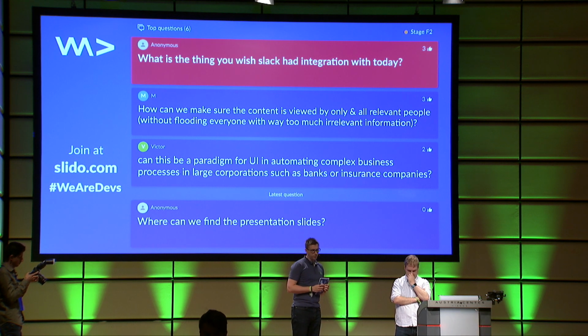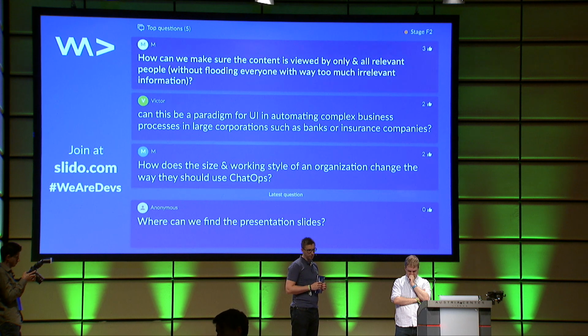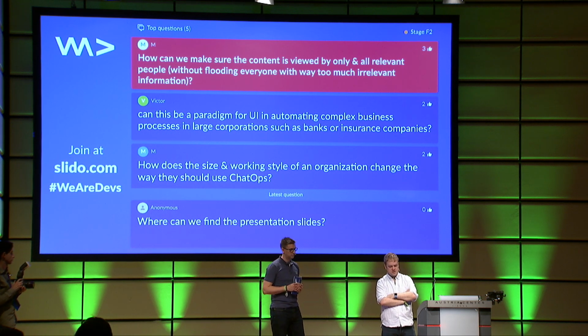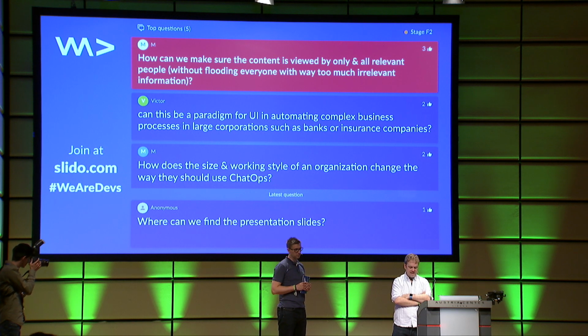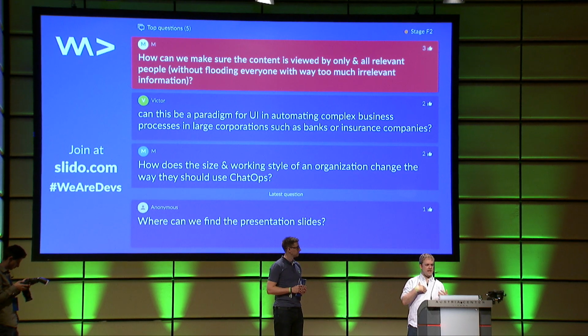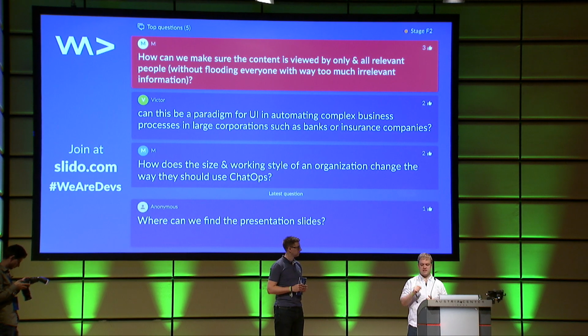Next question, how can we make sure the content is viewed by only relevant people without flooding everyone with too much irrelevant information? Yeah, good question. There's a couple of different ways to do it. Slack allows you to post what we call ephemeral messages, which are in the context of the channel, but only viewable by a single user. The common use case is if you've just taken an action with the application, instead of messaging everyone to let them know that the command is successfully run, you message back to just that single user.